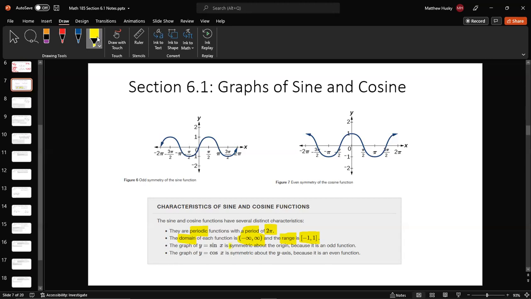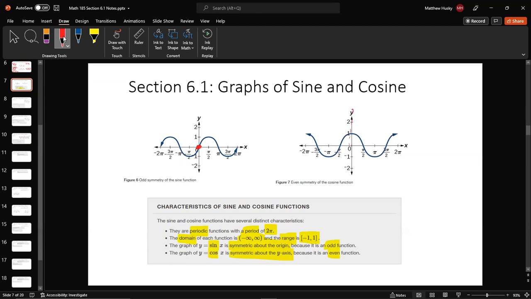The graph of sine is symmetric about the origin because it's odd, and cosine is symmetric about the y-axis, which makes it an even function. So in simple terms, just know cosine is even, sine is odd. The sine function basically has spin symmetry. If you hold this position fixed and spin this around this way, this half will line up on top of this half.